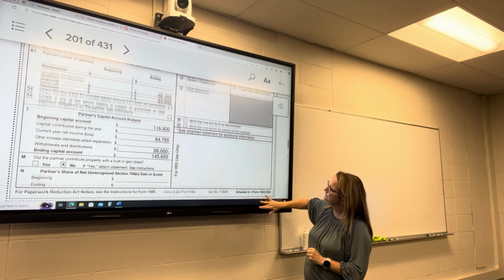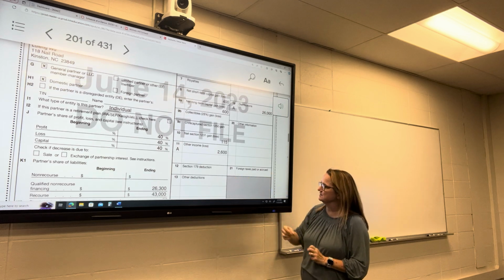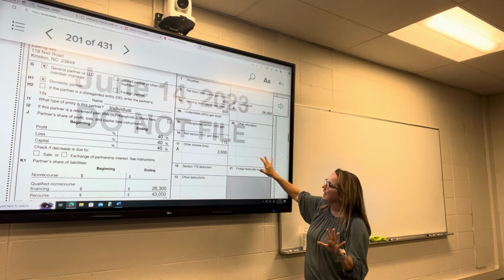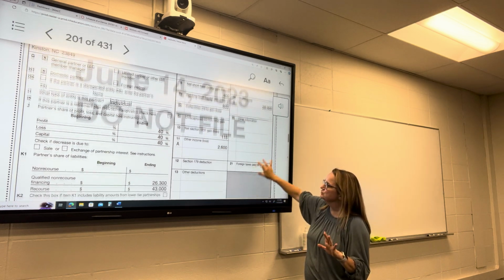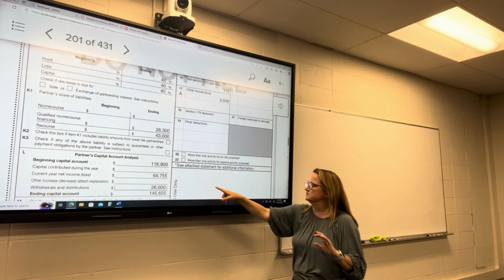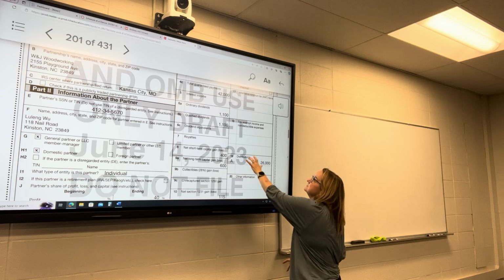They don't tell us. I can't remember exactly. Actually, I think that's supposed to be the section 179, if I remember right. So ideally, what should happen, this amount here, current year income or loss, 64,755, we should be able to arrive at that number using this here.